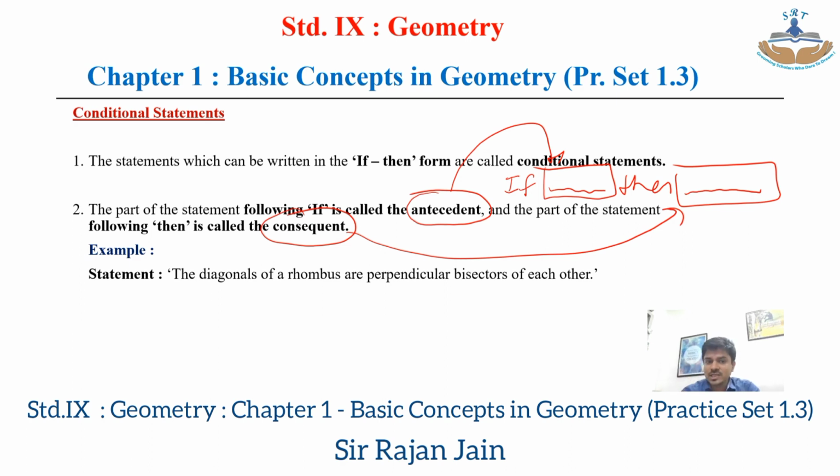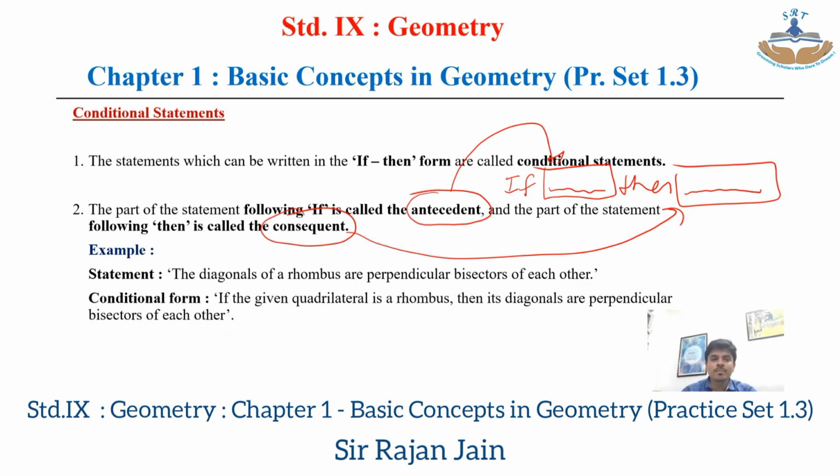What does given statement says? Diagonals of a rhombus are perpendicular bisectors of each other. Same statement, if I want to write it in conditional form, I will write it like this. Okay. If the given quadrilateral is a rhombus, then its diagonals are perpendicular bisectors of each other. तो जो given statement है, उसको मैंने conditional form में लेकर आया.